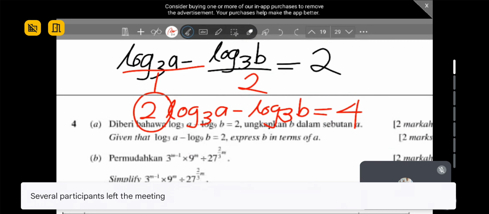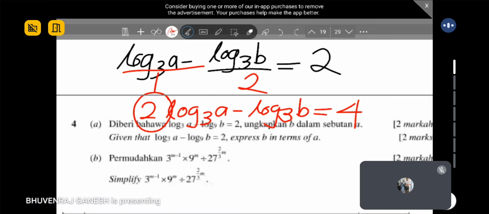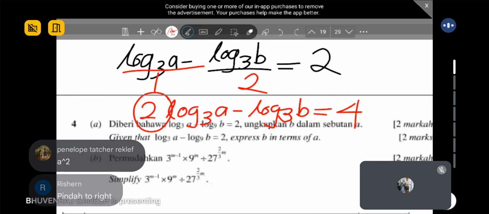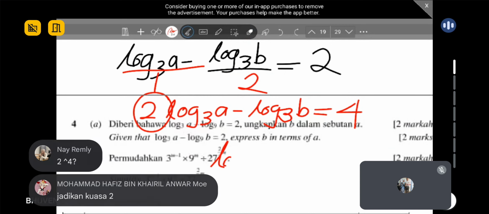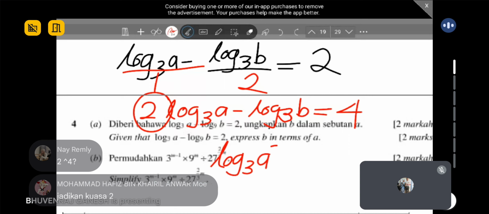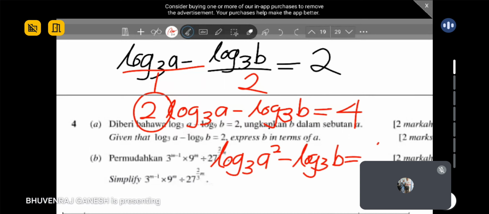Usually, think and see. The 2 in front, what can I do for that one? What can you do? Whenever you have a log, yes, okay, you shift it on top. Okay, you make it become a power. Correct. Okay, so a square minus log 3b equal to 4.